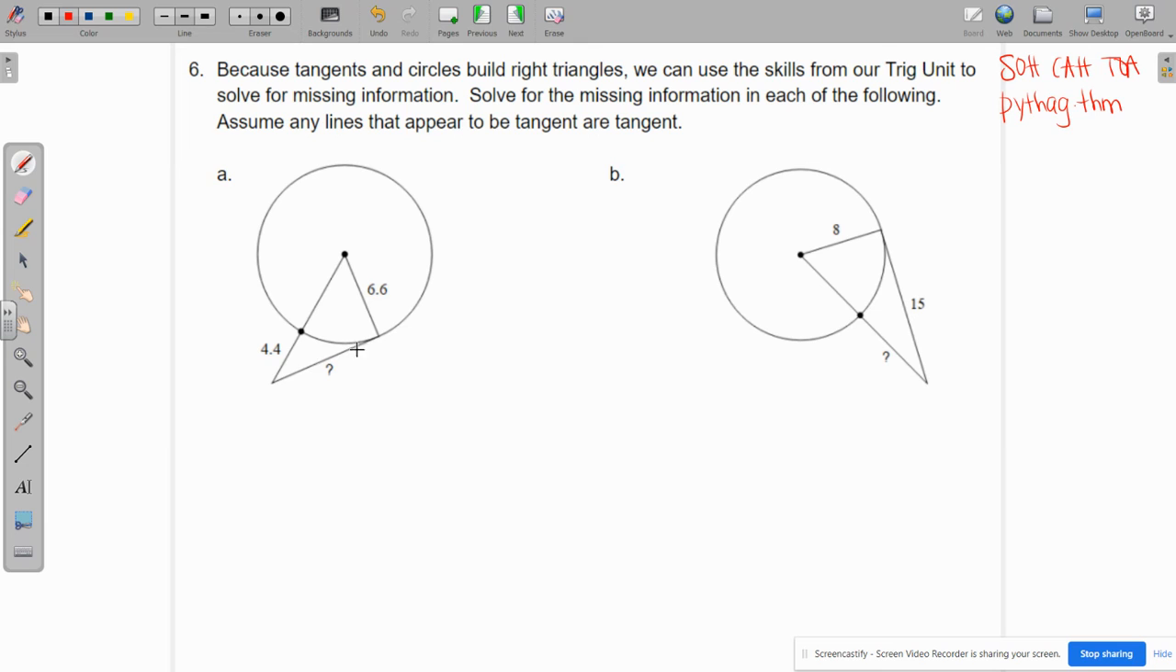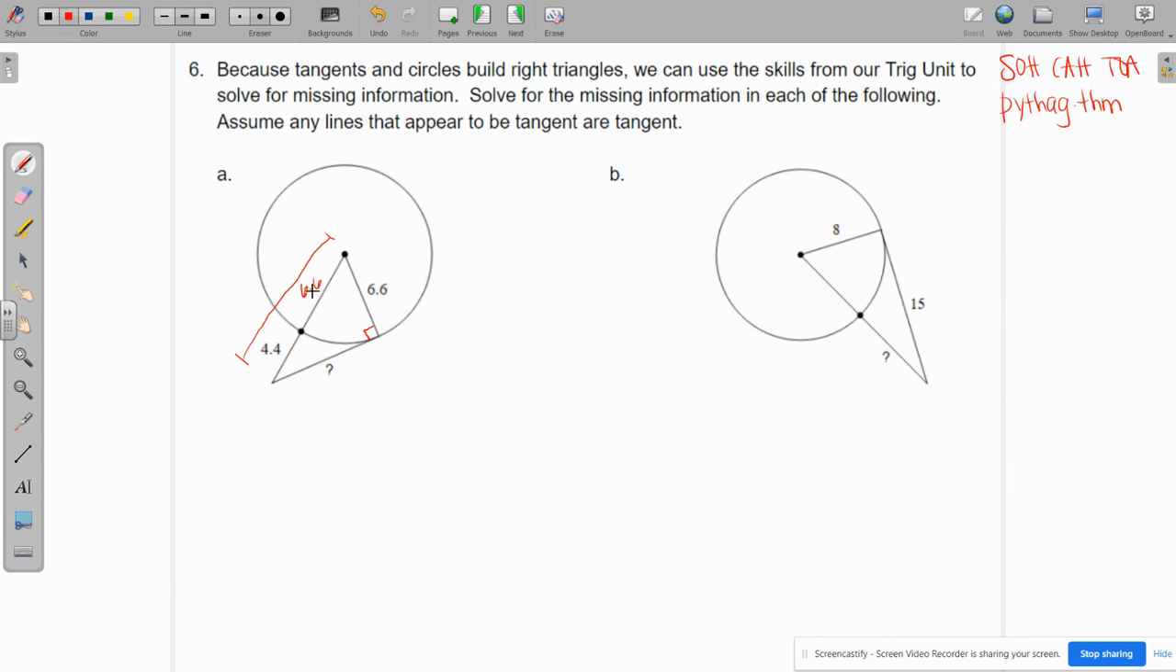So it appears that this is a segment that is tangent to the circle. So we would say that this has to be a right angle. So that means that in this situation, I want to solve for this side. Well, since the radius is 6.6, I know that this length from this point to this point is also 6.6. So we have two sides of the triangle and we're solving for the third. So this is a Pythagorean theorem problem.